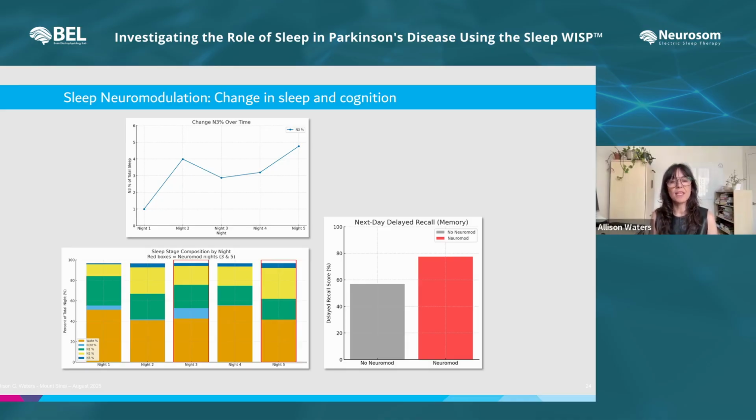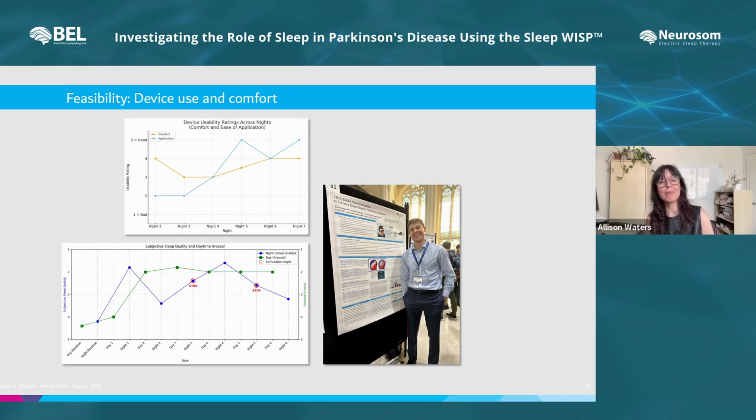But what's really interesting in this particular patient is their delayed recall score the next day after stimulation. That's our measure of memory consolidation. And it jumped about 20 points after stim on nights. So, wow. This is not a statistical effect. These are pilot numbers, but this is clinically very, very promising. Tells us we're going in the right direction, keeps us motivated. On that, the next slide, we need to keep our patients motivated as well.